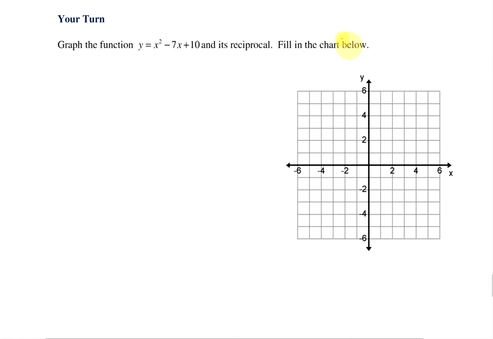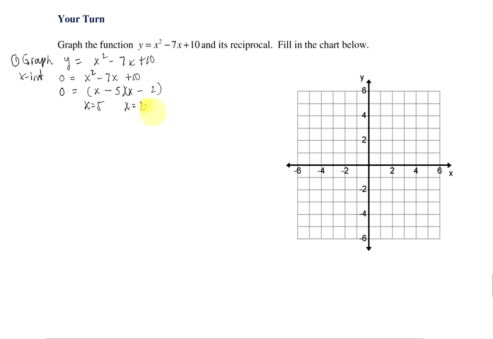Okay, so let's start with y equals x squared minus 7x plus 10. And so that will be our starting point. So we will graph y equals x squared minus 7x plus 10. Let's start with our x-intercepts, where y equals 0, so plug in 0 for y. Now this quadratic is factorable, so we will factor for the x-intercepts, and we get that x equals 5 and x equals 2.